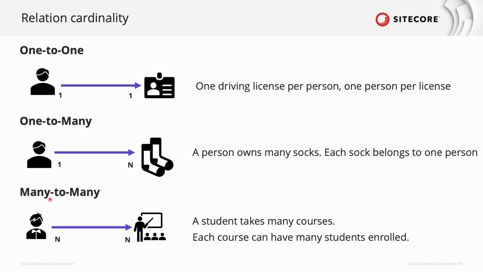And finally, we have many-to-many relation. Here, multiple instances of one entity can be associated with multiple instances of another entity. There is no unique constraint on the associations in this case. So, for example, a student can enroll in multiple courses, and each course can have multiple students. So here we have a many-to-many relation. Please practice a little bit with these concepts, and your life with Content Hub schema will be much, much easier.